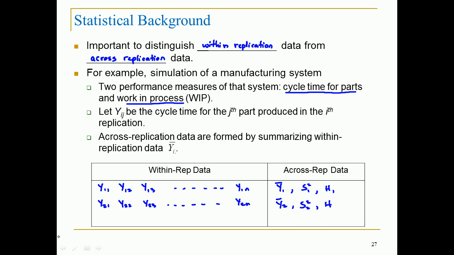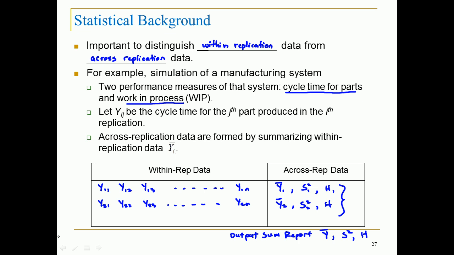And at the end, again, you're using the within replication data to get the across replication data. But using the across replication data, you also get the performance. And that is what is produced by the output summary report in ARENA. It gives you the Y bar that comes from this information. So it's the average of the average, and the same for the standard deviation, the variance, and the half width.